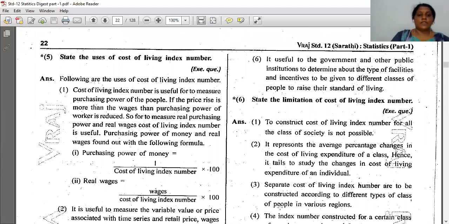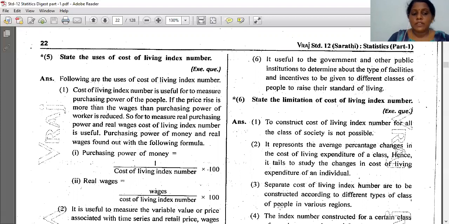check the uses of cost of living index number. Following are the uses of cost of living index number. Cost of living index number is useful to measure the purchasing power of the people. If the price rise is more than the wages, then the purchasing power of the worker is reduced. I repeat, cost of living index number is useful to measure the purchasing power of the people. Purchasing power, you all might be aware of, because this is the thing which you used to hear in the economics subject.